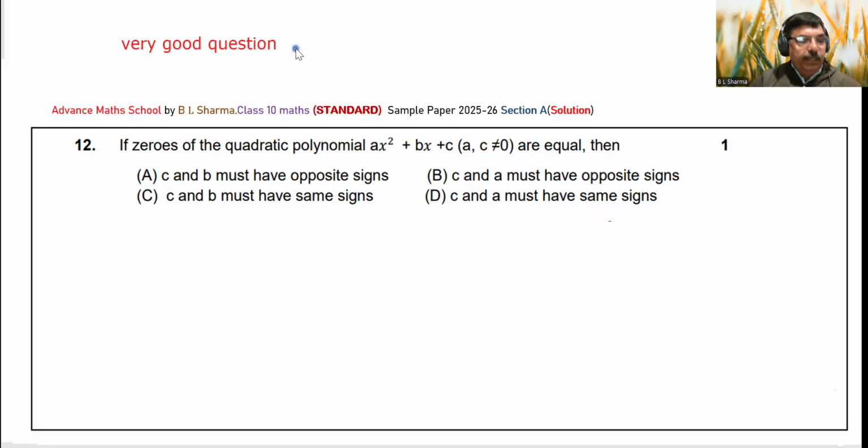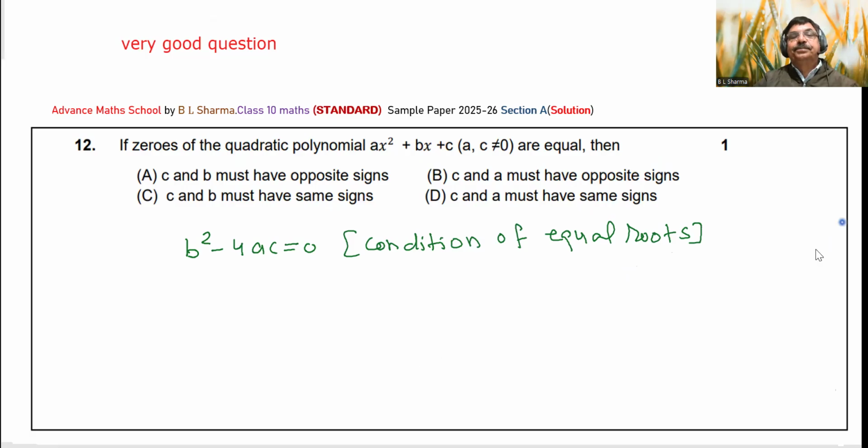Very good question. Very conceptual question. If zeros of the quadratic equation ax square plus bx plus c, where a is not equal to 0, c is also not equal to 0, are equal, then which of the following is correct? b square minus 4ac is equal to 0 is the condition of equal roots. So b square should be equal to 4ac.